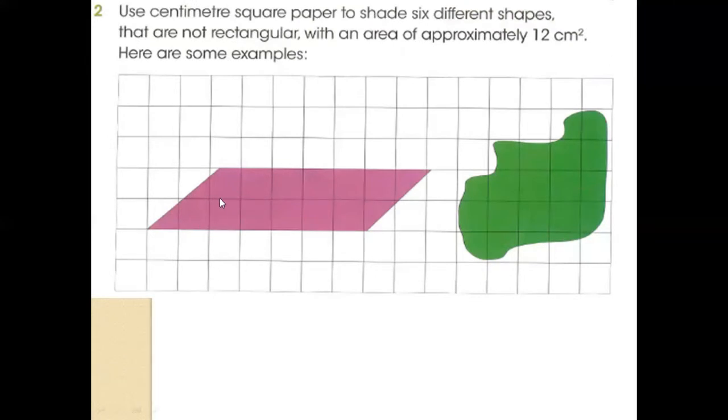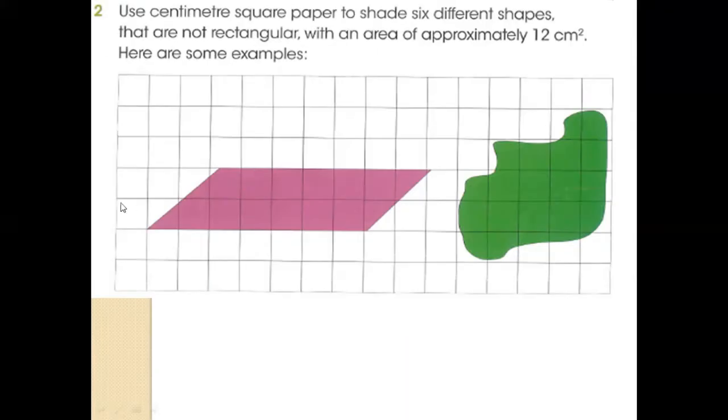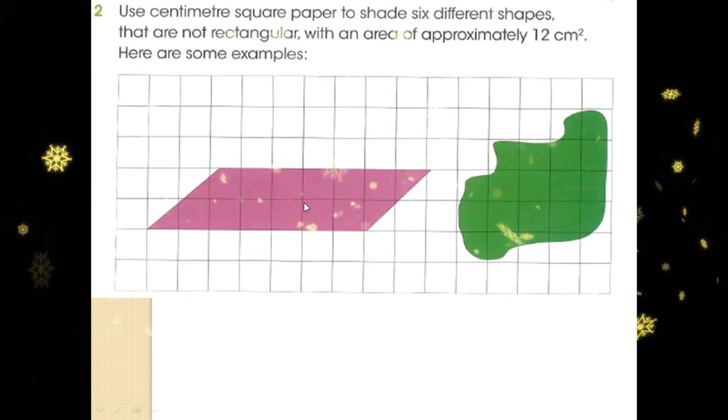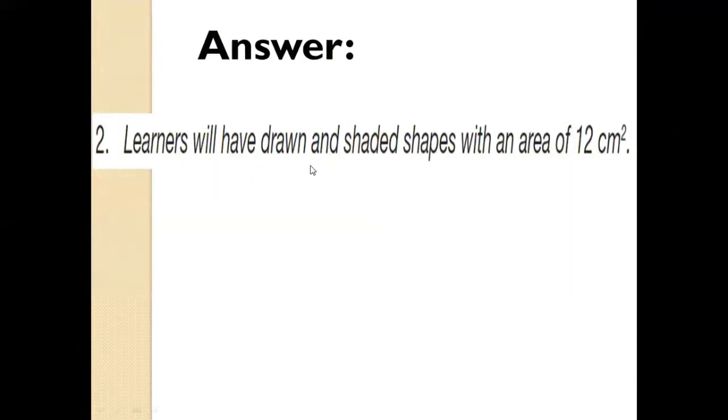Here are some examples. When you count these boxes, it's equal to 12 boxes. So you can also draw different rectangles, at least 6 rectangles. It's up to you. These are not regular, they are all irregular, but they have four sides. When I add the box, it will be 12 or 13 like that. So here is the answer. Look at here. I have drawn shaded shapes with an area of 12 centimeters square.